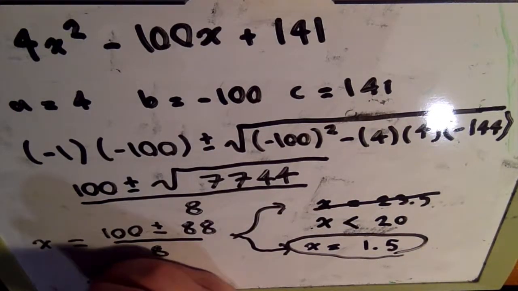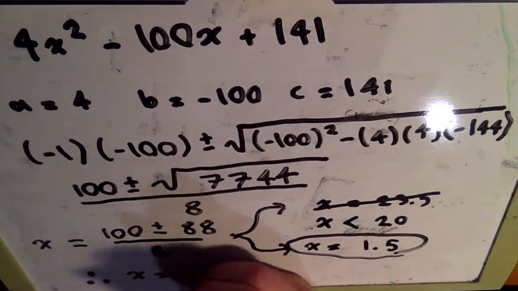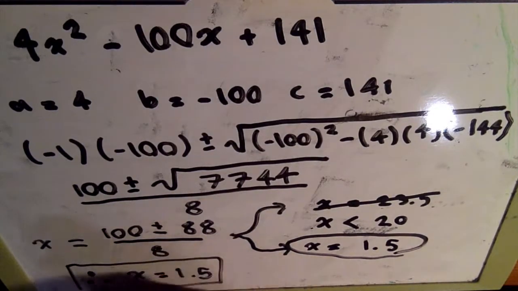This gives us our final answer of x equals 1.5, or the length and width of the squares being cut out of the side of the piece of metal to be 1.5 centimeters in length.